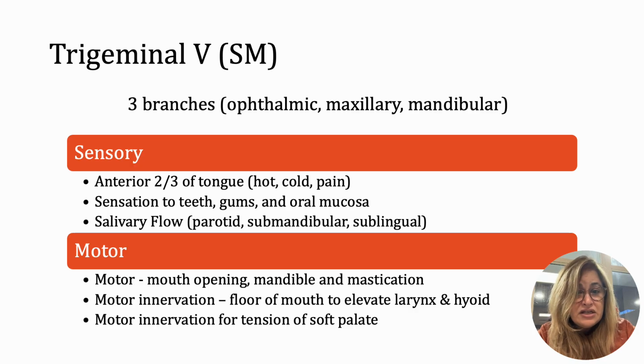And trigeminal 5 is in charge of activating those muscles related to opening and closing the mandible, and innervation of the floor of the mouth muscles, elevation of the larynx and the hyoid, and that laryngeal excursion. There's a couple of muscles there that are working.